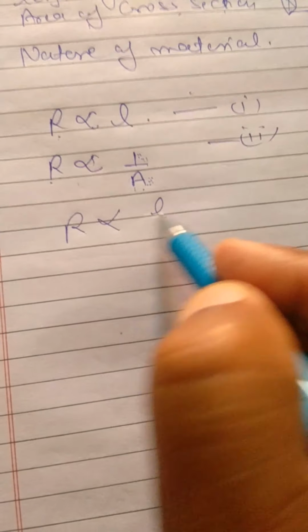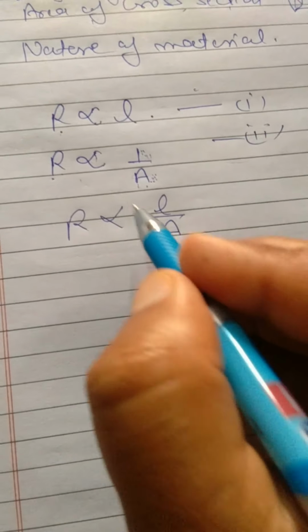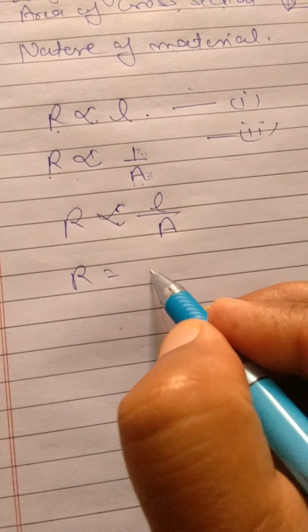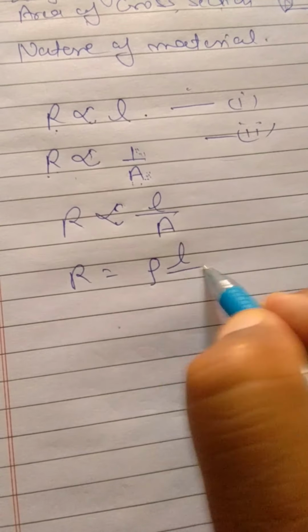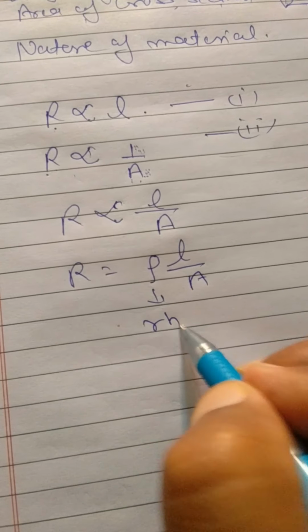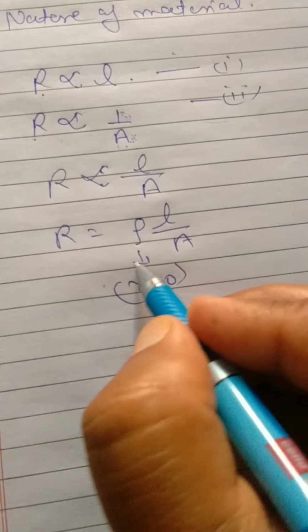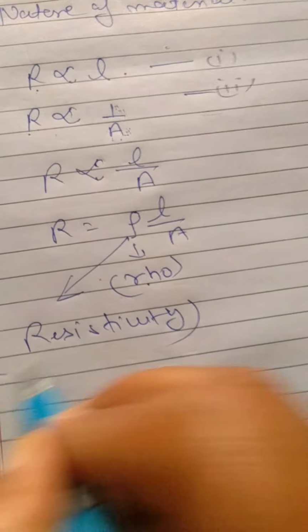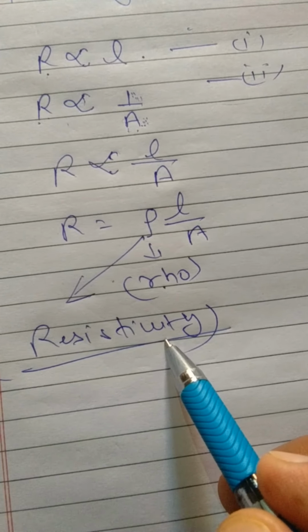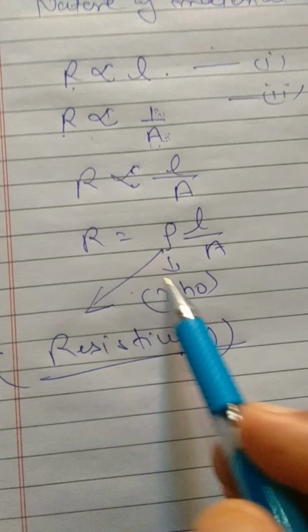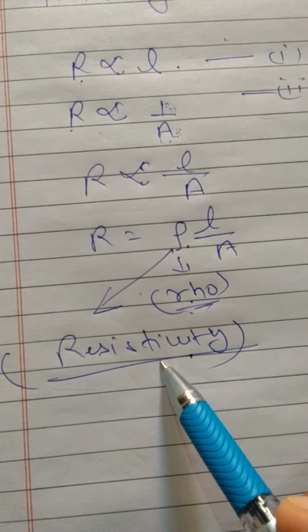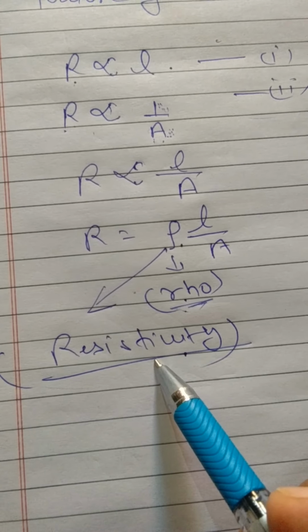On combining these two equations, we get R is directly proportional to L by A. Again here we will remove this proportionality sign and change it into equality. Here we use this sign, rho. This is known as rho, R-H-O, rho. And this is known as the resistivity of the conductor. Okay beta, where rho is the constant of proportionality and also known as the electrical resistivity of the conductor.